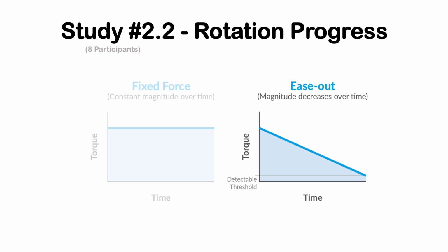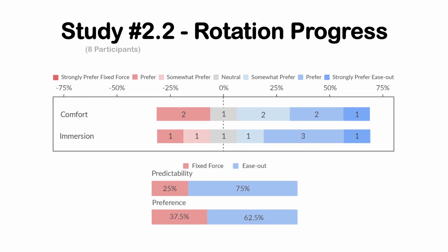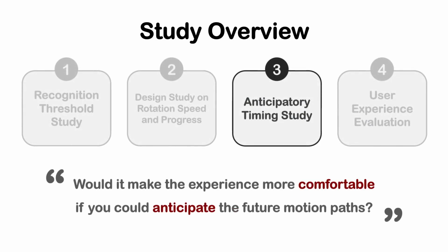of a camera rotation. Similar to a previous phase of the study, the participants were asked to evaluate two paths, one using fixed force to the end of the rotation and the other using an ease-out design. The result shows that the ease-out design was preferred regarding predictability, comfort, and immersion, so we selected the ease-out design for TurnAhead.